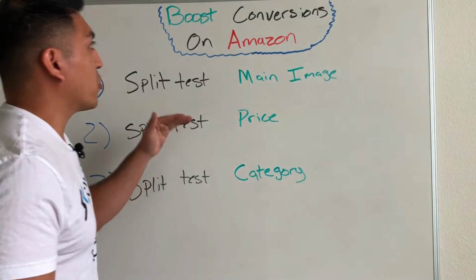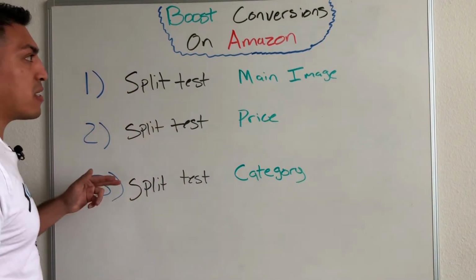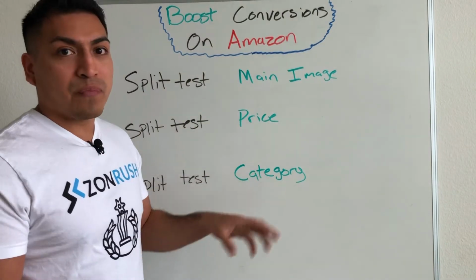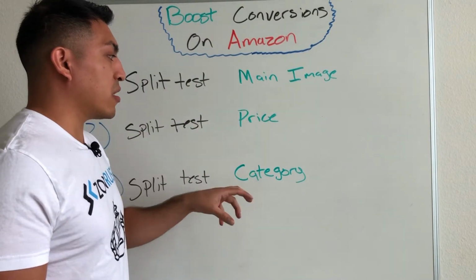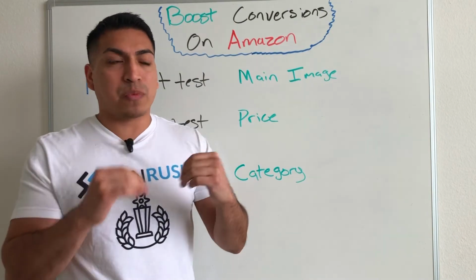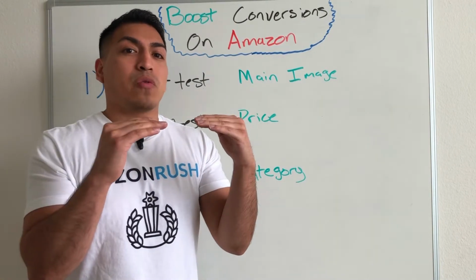So today I'm going to show you 3 ways that you can split test these 3 aspects of your listing in order to find that optimal balance between sales velocity and keyword ranking, okay?